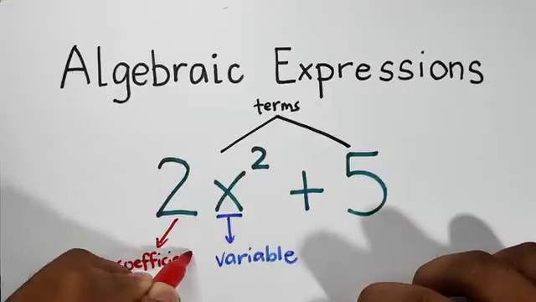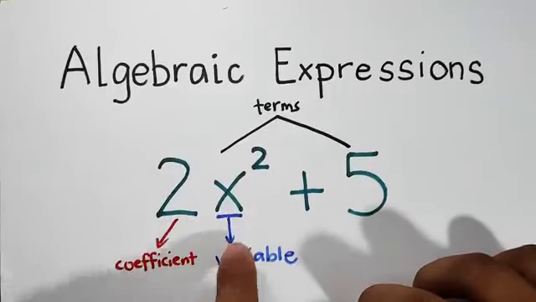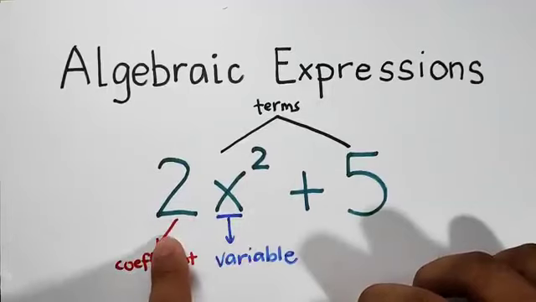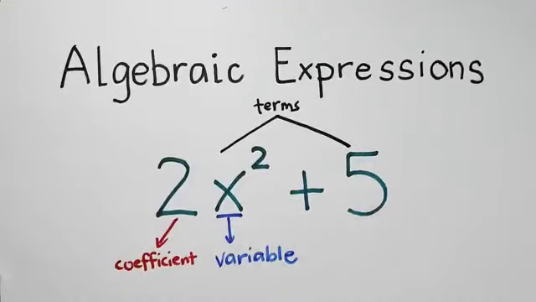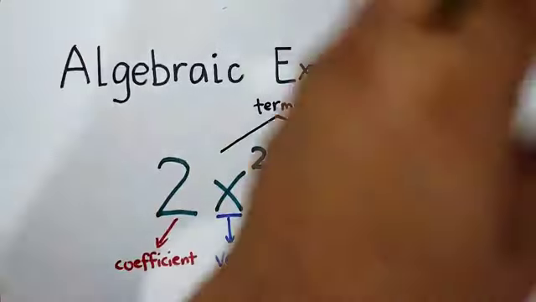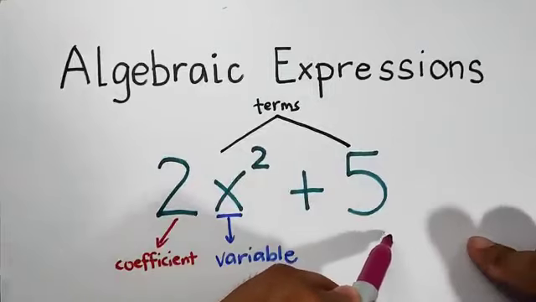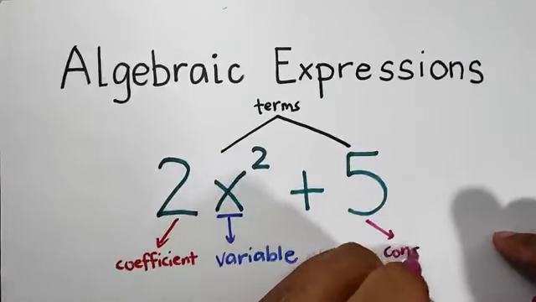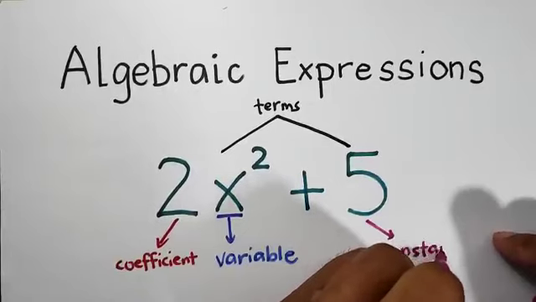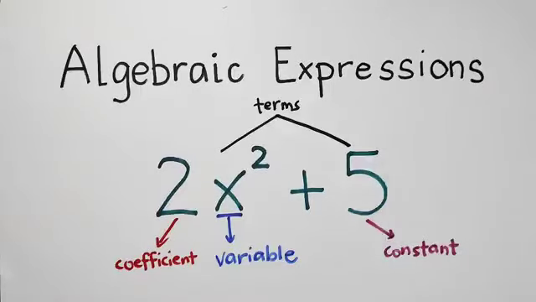Here, in this given term 2x squared, your variable is x. The coefficient is the number on the left side of any variable. So what's next? After that, we also have this number 5, which is your constant. Constant is a part of an algebraic expression with a fixed value.